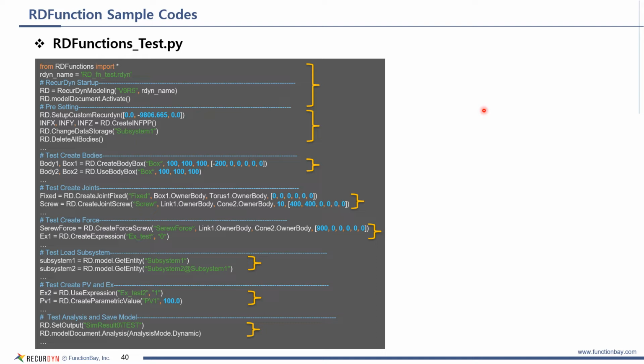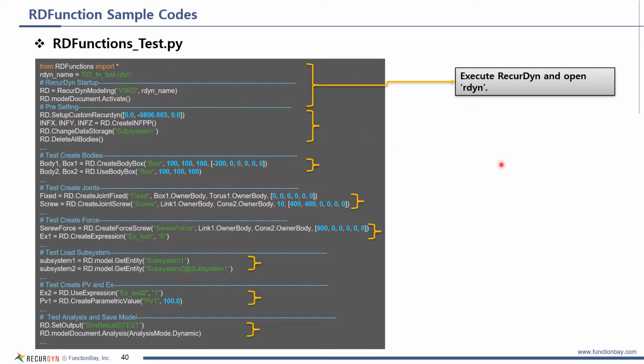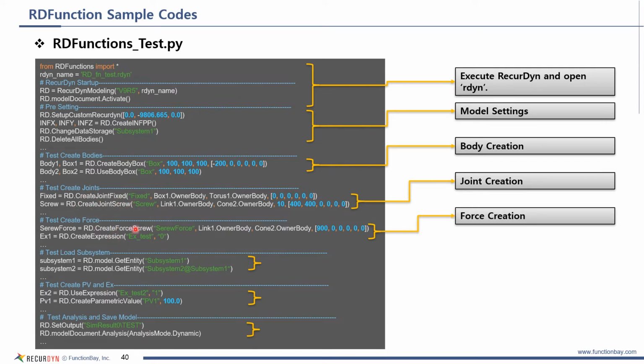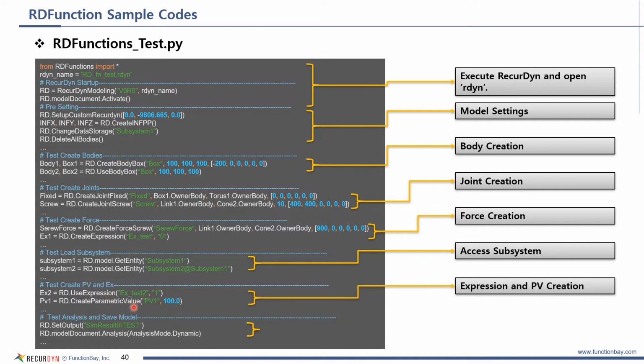Here is an example using RDFunctions. Many basic functions can be easily used, such as RDFunctions file open with this RecurDyn modeling, or model settings, create body box, create joint fix, create joint screw, create force screw, and use expression create parametric value. You can find various examples of code usage from simulation to plot output using RDFunctions.